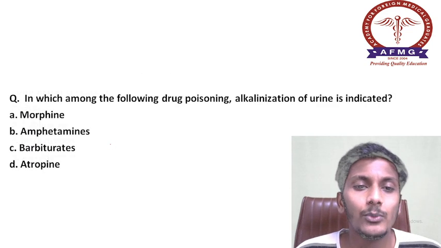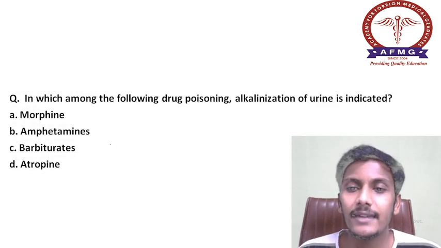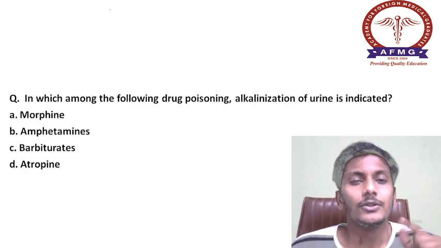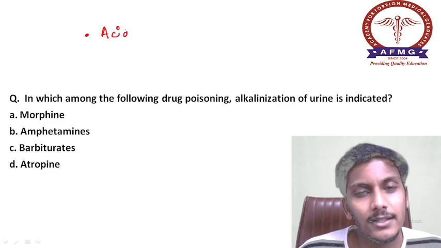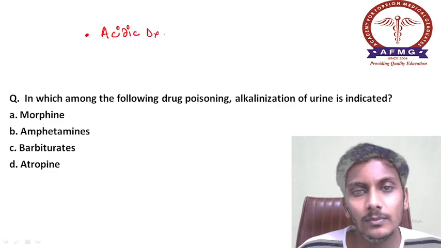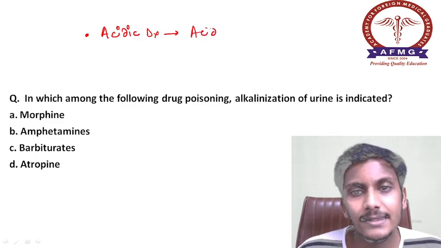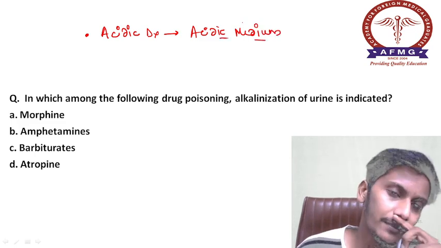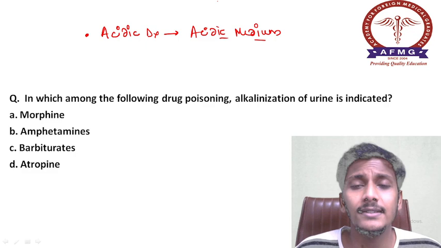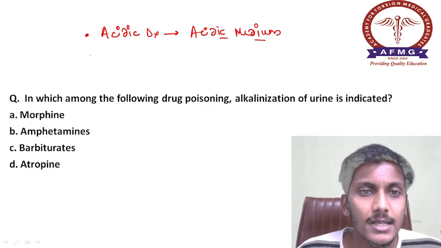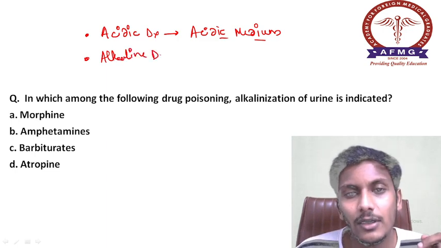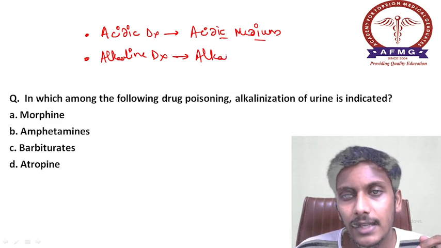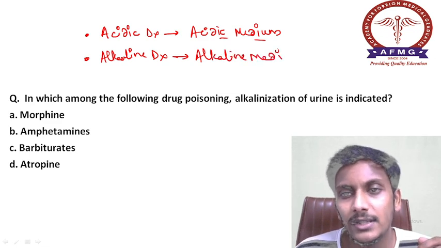Next question. In which among the following drug poisonings is alkalinization of urine indicated? For this, we need to understand a concept. Please remember, an acidic drug would be easily absorbed in an acidic medium. For example, aspirin is easily absorbed in the stomach. Second, an alkaline drug like morphine or amphetamines is easily absorbed in an alkaline medium. They would be more easily absorbed in the intestine, right?